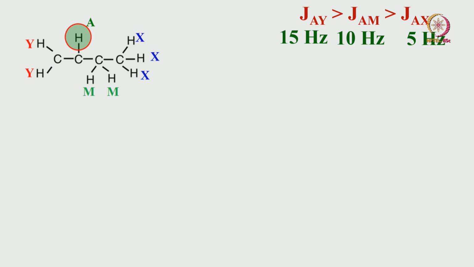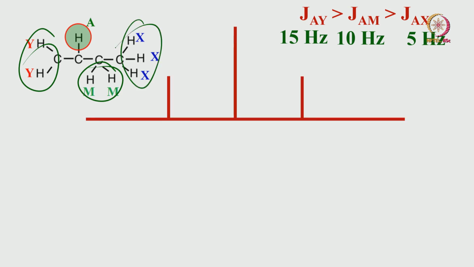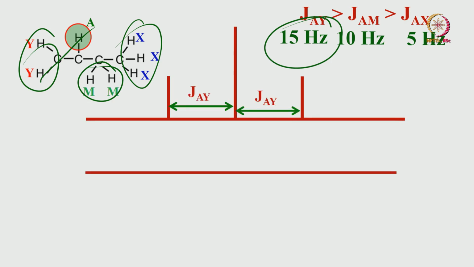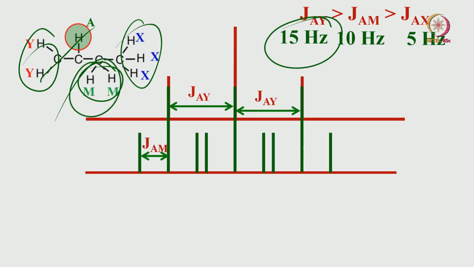This is even more complex. It is an identical molecule, I am only changing the groups here. CH became CH2, and now it became CH3 here. What is the pattern you expect? A is going to be a triplet because of coupling with Y, a large triplet. I have written that the coupling strength AY is larger. Then each line of this triplet is further split into a triplet because of M. You get 3 triplets.